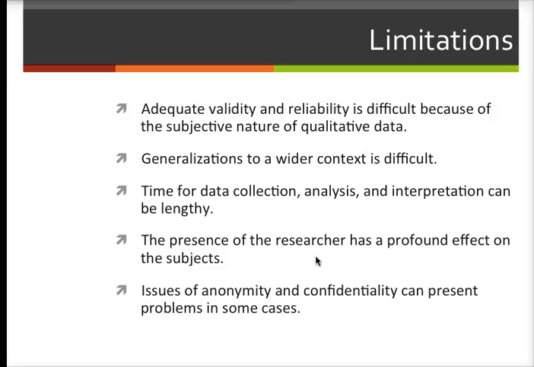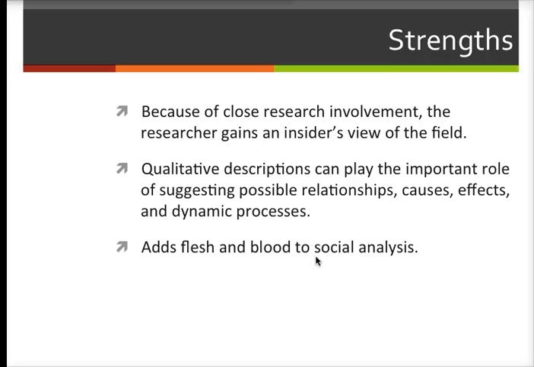One thing that we have to work hard on is to mask the subjects with whom we research, so that confidentiality is maintained. And we'll talk more about that as we go along. There are, however, a lot of strengths to qualitative research. Again, because the researcher is up close and personal, the researcher gains an insider's view of the field.